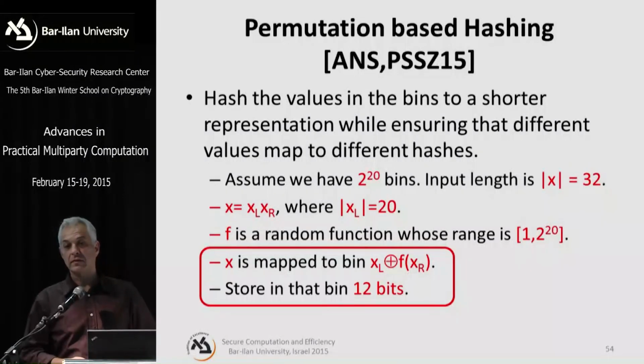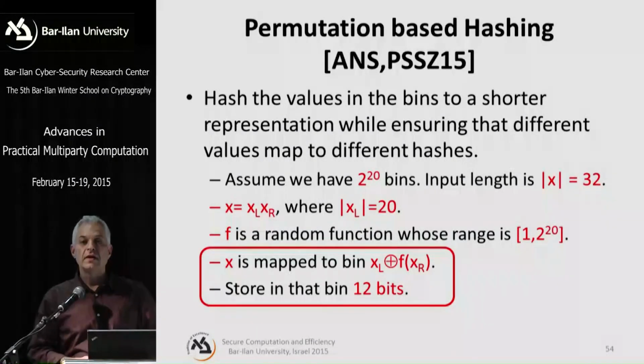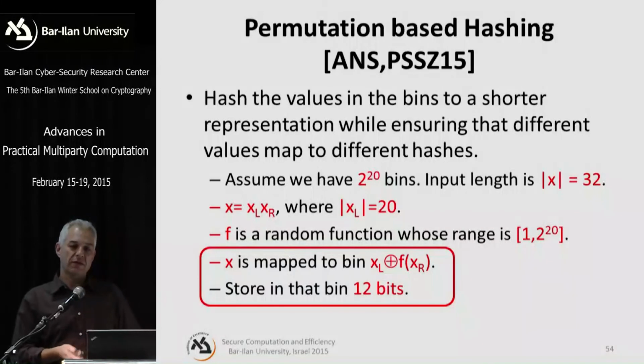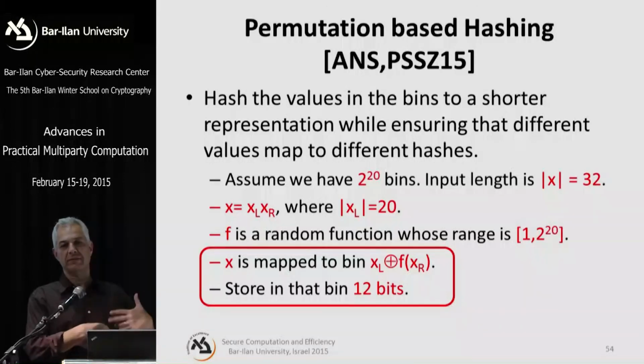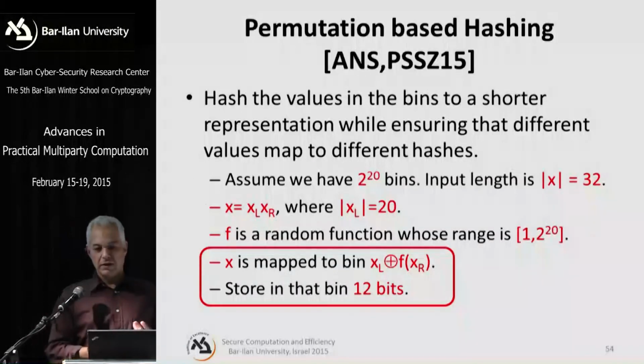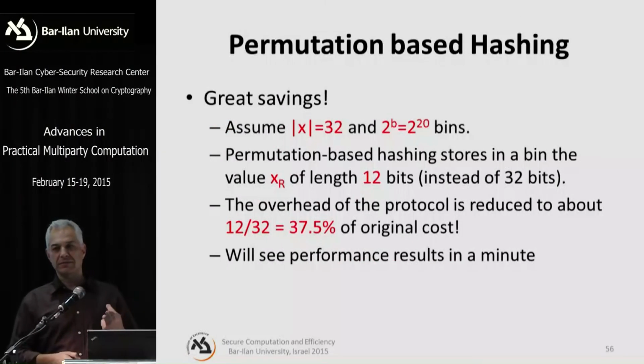So we use the identity of the bin. What the theorem says is that if two items are mapped to the same bin and they have the same representation, then the original two items were the same. So we gain a lot by that.